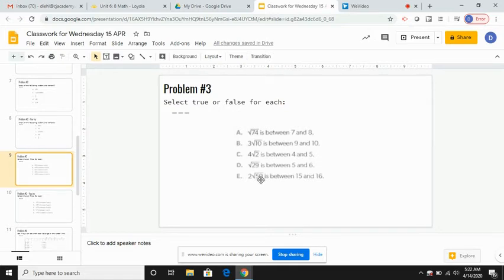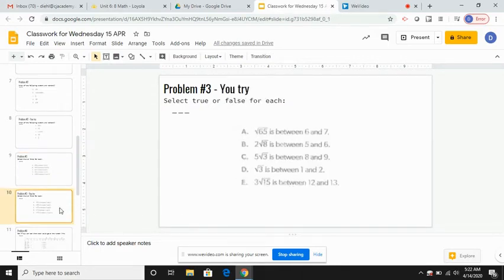Is 2 times the square root of 50 between 15 and 16? Well, the square root of 50 is a little bit bigger than the square root of 49. We know the square root of 49 is 7, so we'll call it 7.1. So 2 times 7.1 would be about 14.2, which is not between 15 and 16. Therefore, E is false. So the only ones that are true are B and D, and the ones that are false are A, C, and E. You try this one.